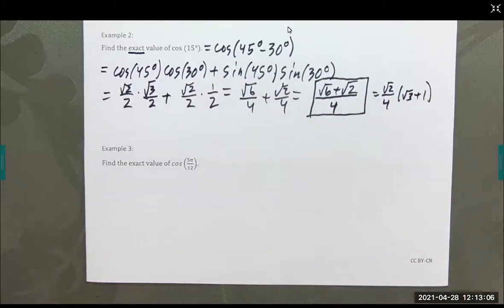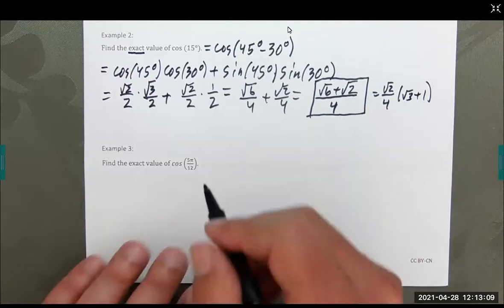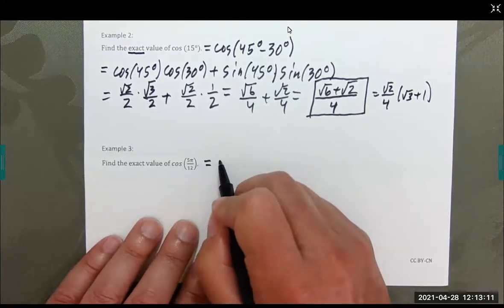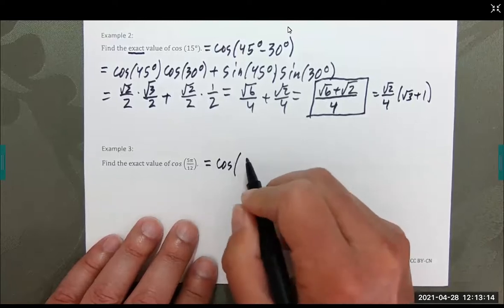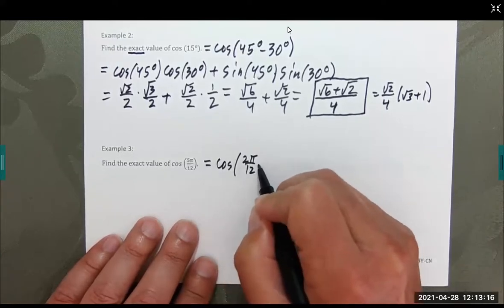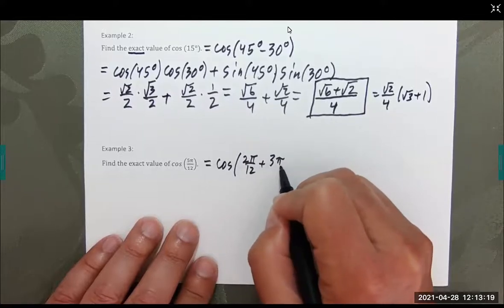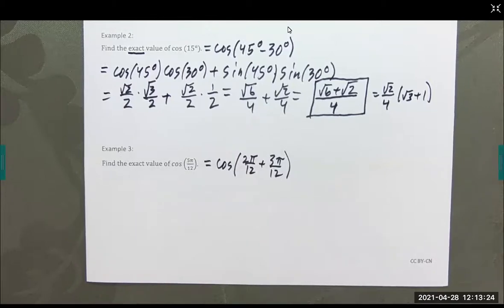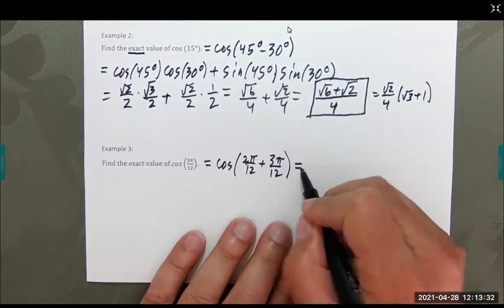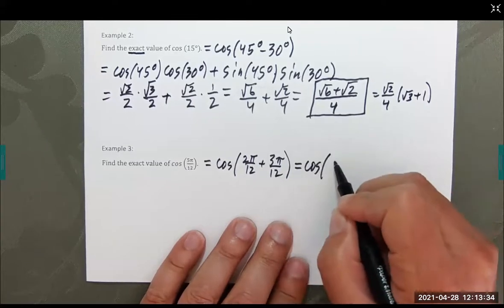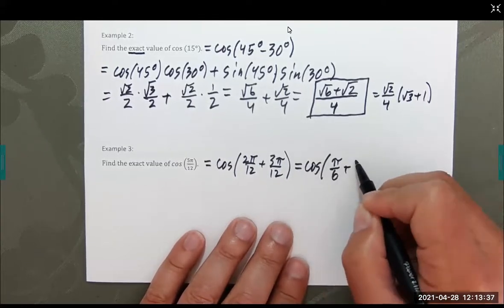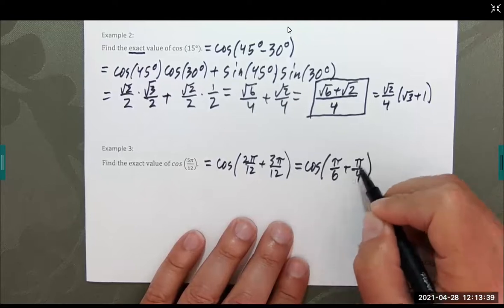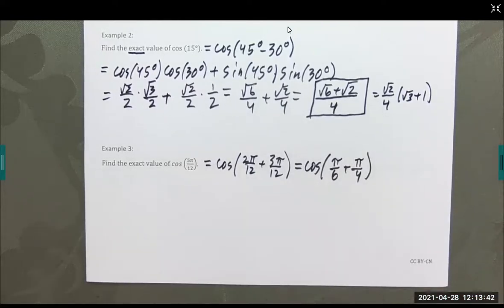Find the exact value of cosine of 5 pi over 12. I'm going to split that up to be the cosine of, notice we're in radians now, 2 pi over 12 plus 3 pi over 12. Now, you might be asking yourself, how did I know to break it up that way? Well, it comes with a lot of practice. So you can try breaking up 1 pi over 12 plus 4 pi over 12 and so on until you come up with a combination. I noticed that this reduces very nicely to my unit circle angles in radians, which is nice.